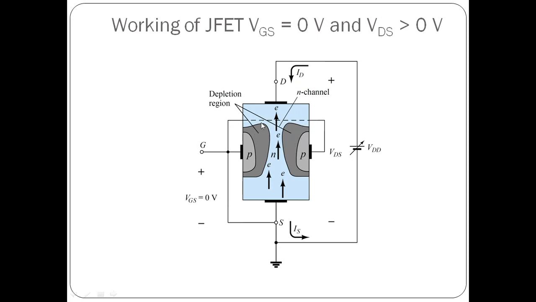Now let us look into the shape of the depletion region. Earlier, when no potential was applied across the terminals, the width of the depletion region was uniform. Now we can see it is not so. The width of the depletion region is more towards the drain region and it is much lesser towards the source terminal. Why is it so? We will explain that in the next slide.